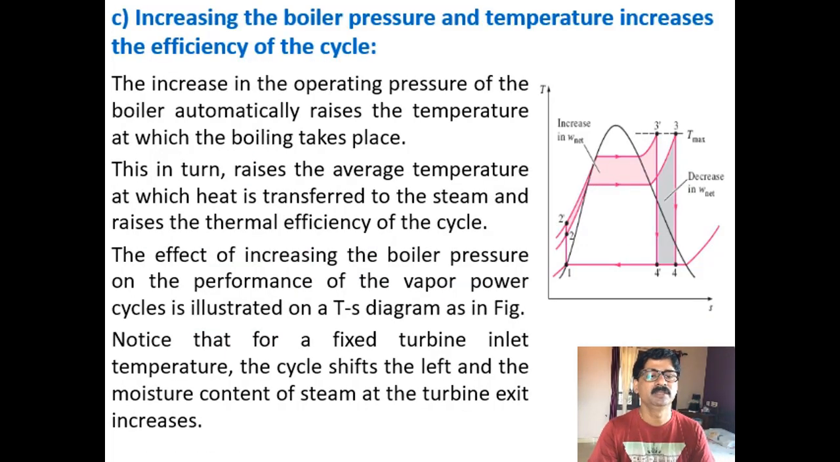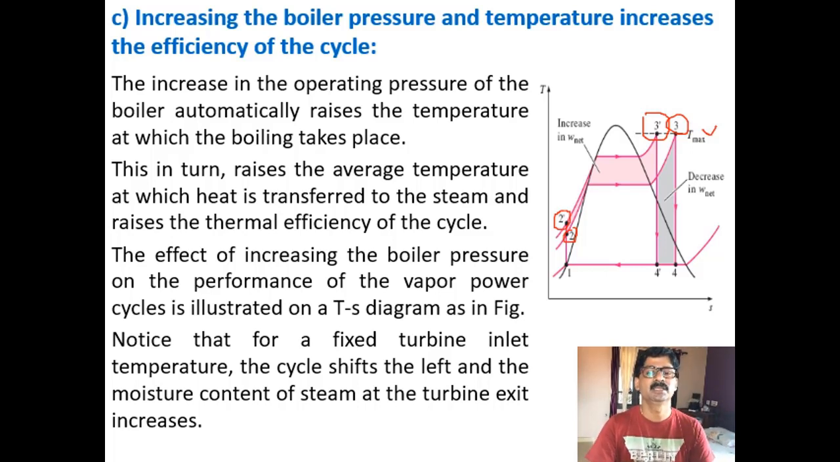Now point number 3: increasing the boiler pressure and temperature increases the efficiency of the cycle. Now here the boiler pressure is increased. You can see initially 2 to 3 is the pressure at which boiling or vaporization takes place. Now the pressure is increased to 2 dash, so the vapor formation takes place during the process 2 dash to 3 dash. Here the maximum temperature is maintained the same, only the boiler pressure is increased, right? So the boiler pressure is increased for the same temperature.